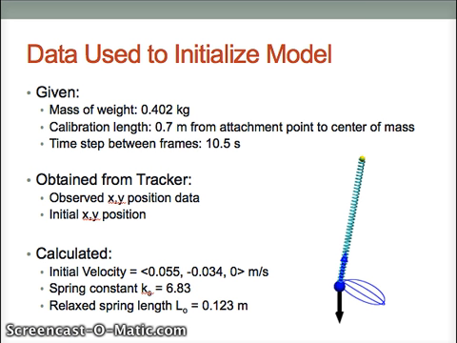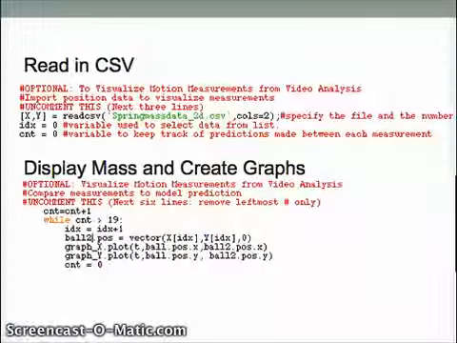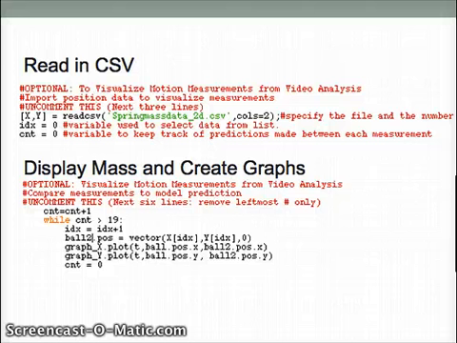The following data was used to initialize our model. Given to us was the mass of the weight, the calibration length, and the time step between frames. These values were inputted into Tracker, and then the mass attached to the spring's motion was tracked to produce the XY position data. This was saved to a CSV, which is read in by our code here, and used to display the motion of the mass in the same window as the model, and also to produce graphs of the X and Y motion data against the predicted motion data.